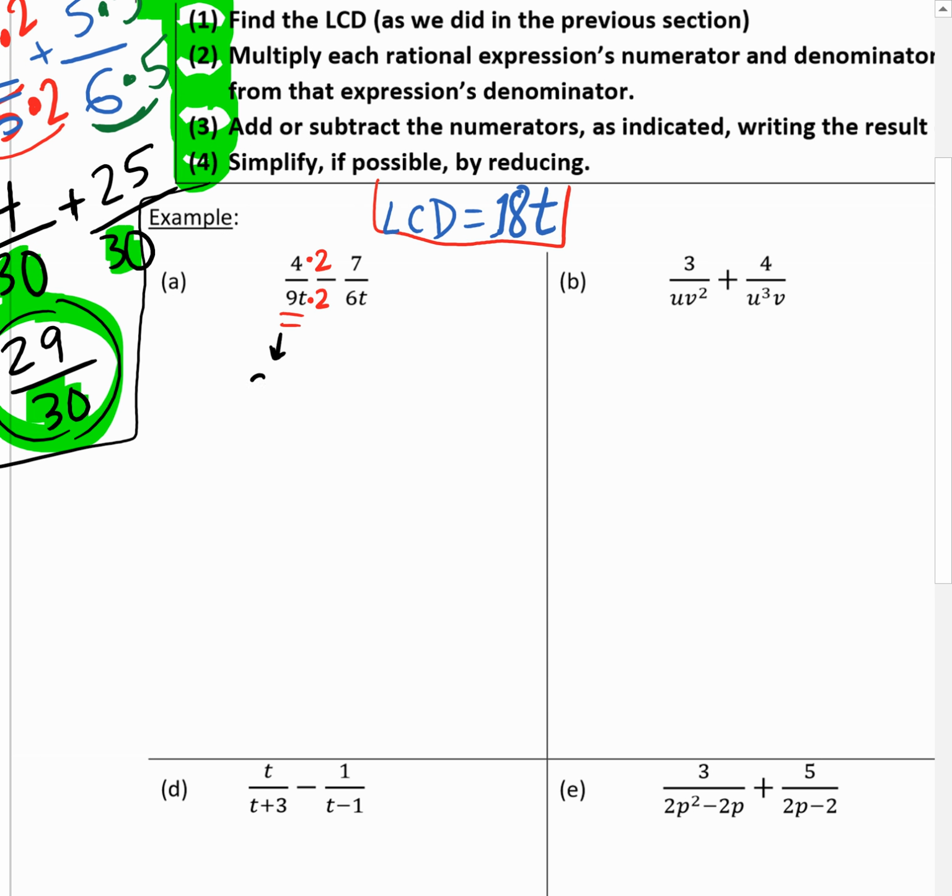4 times 2, the numerator will give me 8. 9t times 2 in the denominator will give me 18t. Alright, I'll see what happens. Then I'm subtracting whatever happens with the second rational expression. For that guy, it's a 6t as the denominator, but I'd like to see it transform into 18t. 6t times what makes 18t? I guess just 3, because 6 times 3 is 18, and I already have the t there.